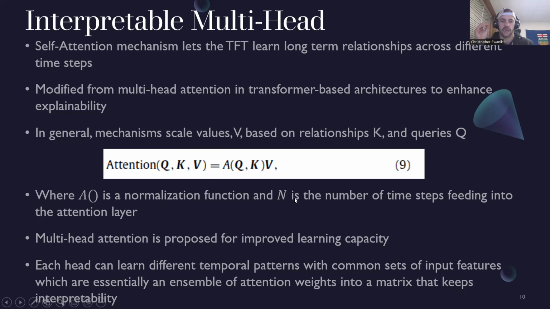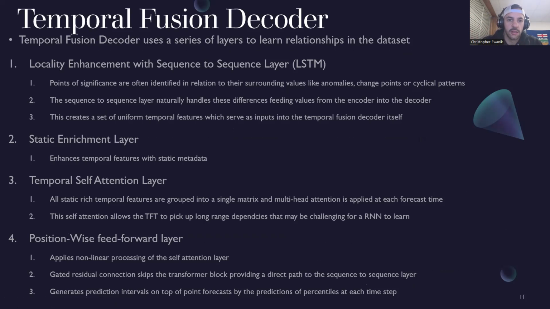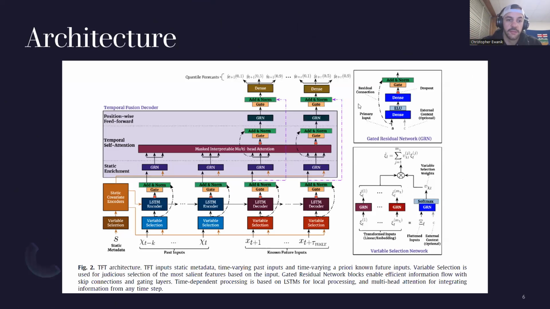There are actually a couple of different attention formulas, and you can check out the paper if you're curious. What this does is help learning capacity. It gives other options for the model to learn from. These different temporal patterns, common sets of input features, essentially act as ensembles of weights in a matrix that keep your interpretability and give you better predictive power. All right, now we have the main one, which is our TFD, the temporal fusion decoder, which is really the description of this whole block here.